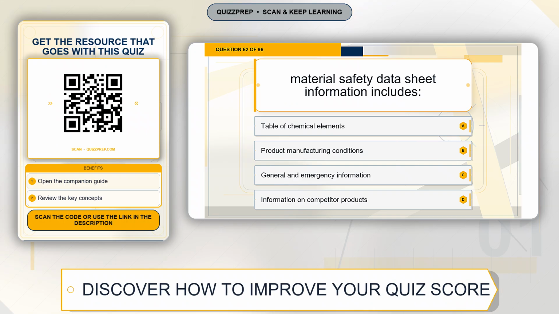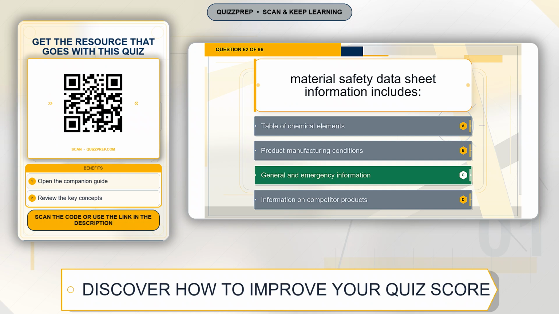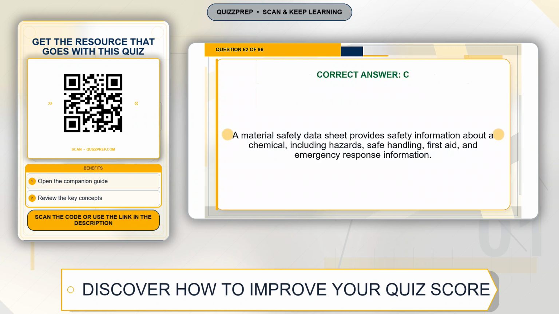Question 62. Material safety data sheet information includes option A. Table of chemical elements. Option B. Product manufacturing conditions. Option C. General and emergency information. Option D. Information on competitor products. The correct answer is option C. General and emergency information. Explanation. A material safety data sheet provides safety information about a chemical, including hazards, safe handling, first aid, and emergency response information.